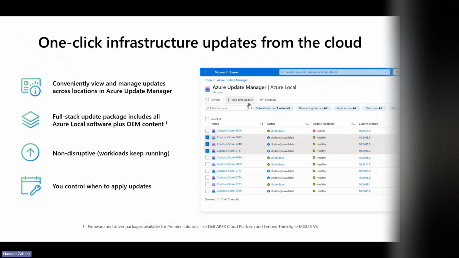So you control when this update is deployed. It's a point and click method, and just keep in mind it's non-disruptive. So if you have your workload running, it will make sure that the way the patch is applied, it is not impacting your workload. They will be moved around. That's how it works. And as you can see, this is Azure Update Manager, and you are picking some servers and then applying the updates there.